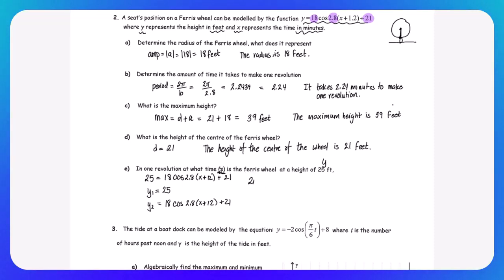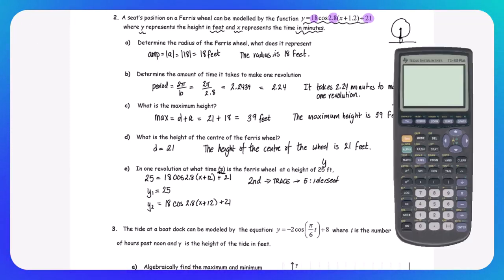And we're going to use second, trace, and remember that is a 5 for intersect. So let's break out the calculator and put that in. So in this one, let's clear that up. We have y equals, so for the y1 we're going to put 25, the y2, 18 cosine.